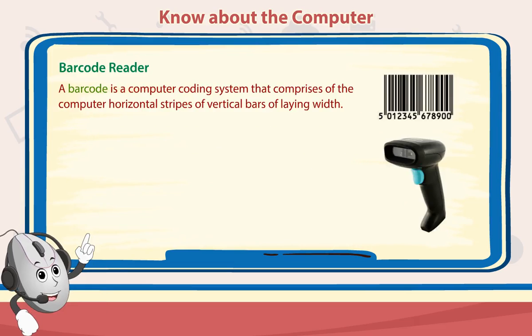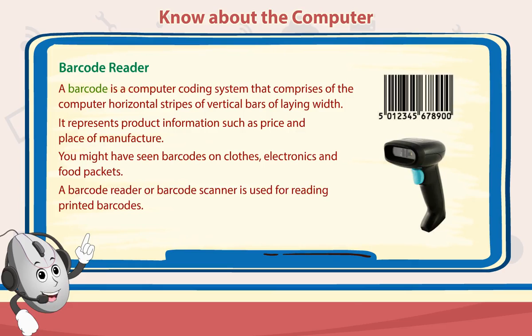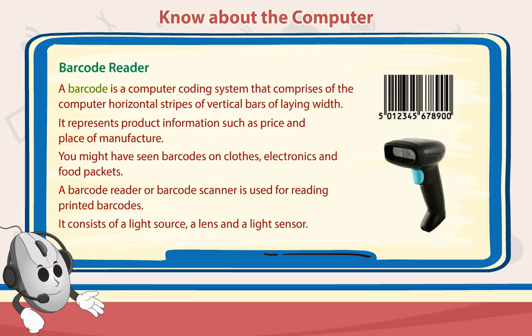Barcode reader. A barcode is a computer coding system that comprises horizontal stripes or vertical bars of varying width. It represents product information such as price and place of manufacture. You might have seen barcodes on clothes, electronics, and food packets. A barcode reader or barcode scanner is used for reading printed barcodes.